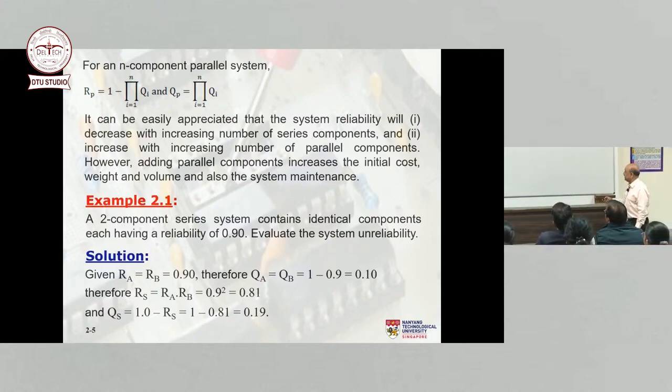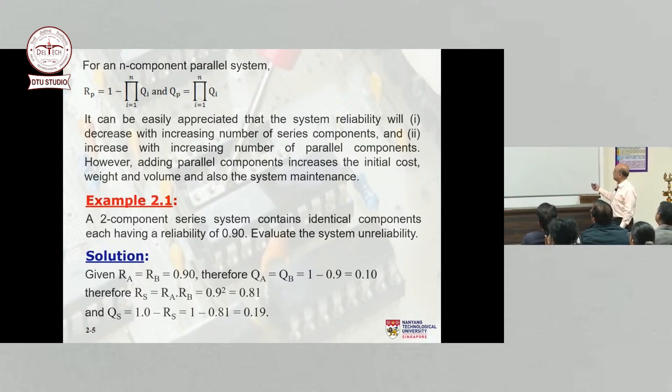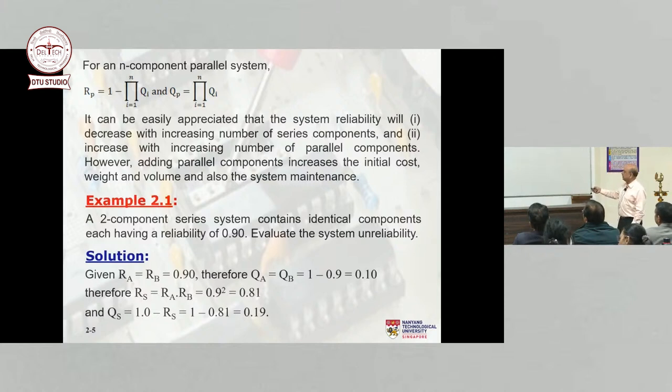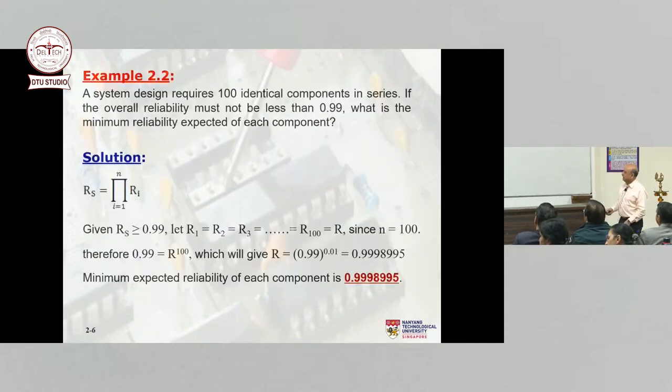So simple examples here: a 2-component series system contains identical components, each having a reliability of 0.9. Calculate the system reliability. It's very straightforward: 0.9 times 0.9, and therefore the unreliability is 1 minus reliability, which is 19%.